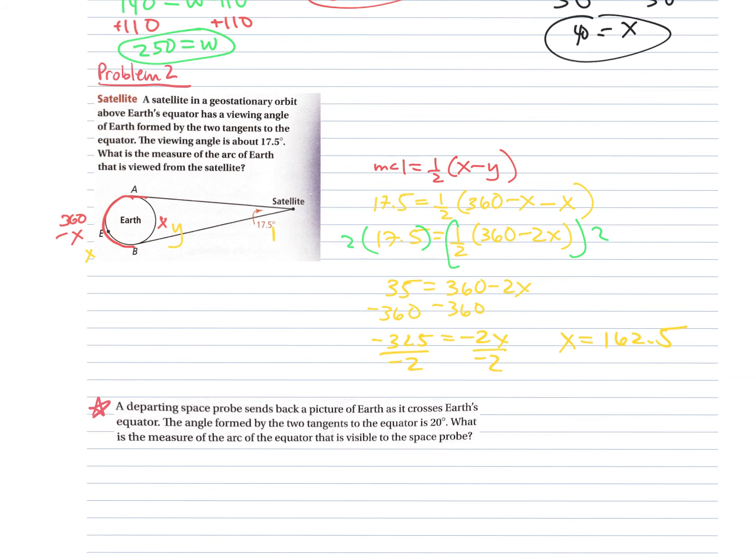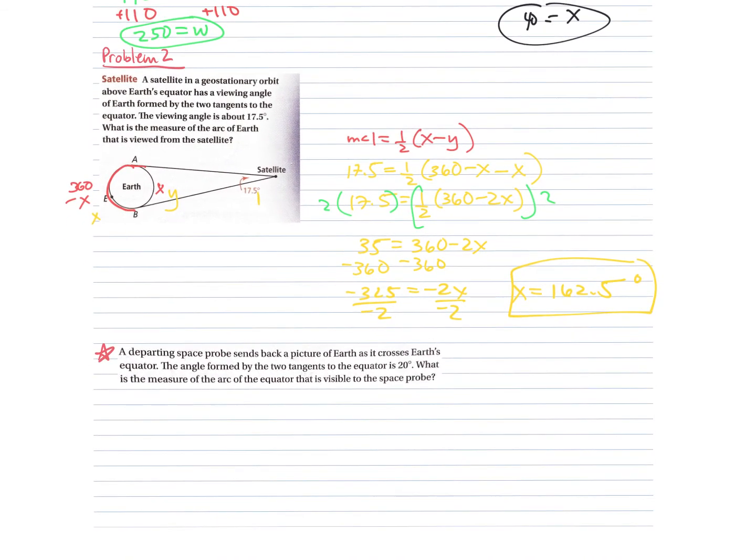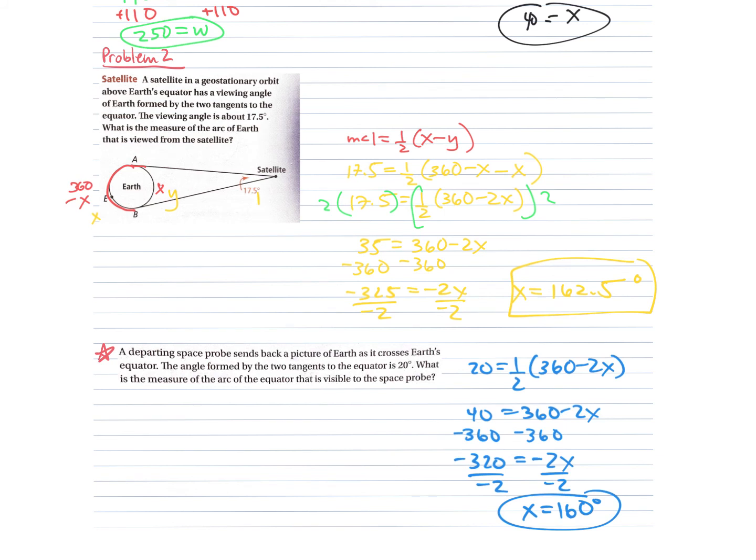What is the measure in degrees? Okay. So here is one for you to try on your own. It's basically the same thing, except this is 20. Try this on your own and then check back for the solution. If you just redo this with 20 instead of 17.5, you get that x is 160.